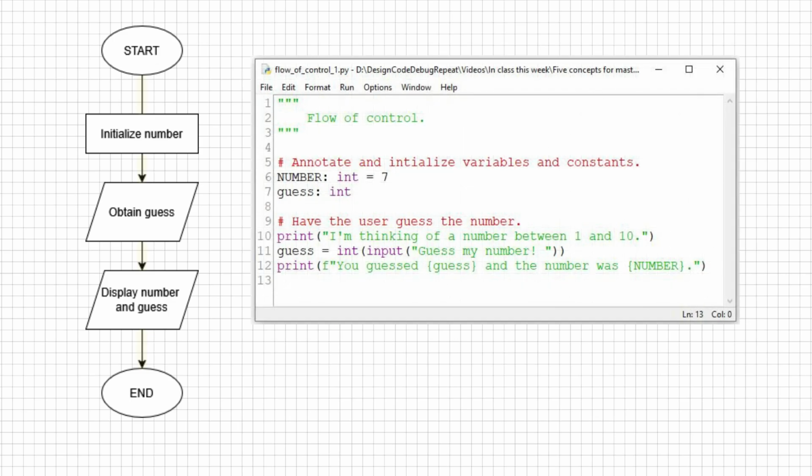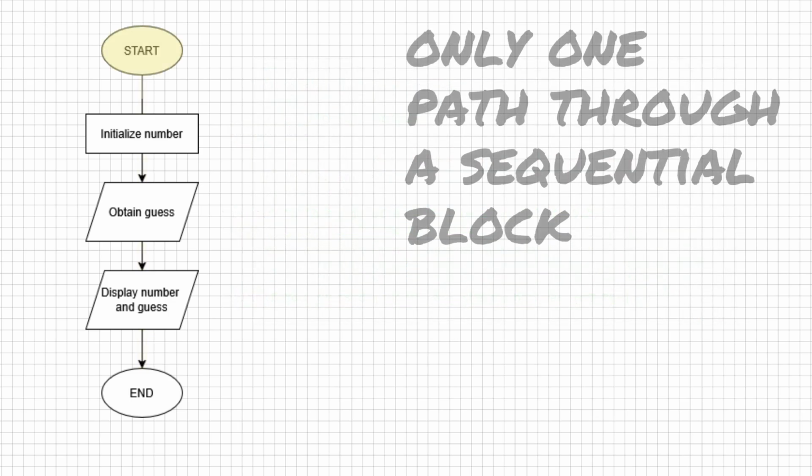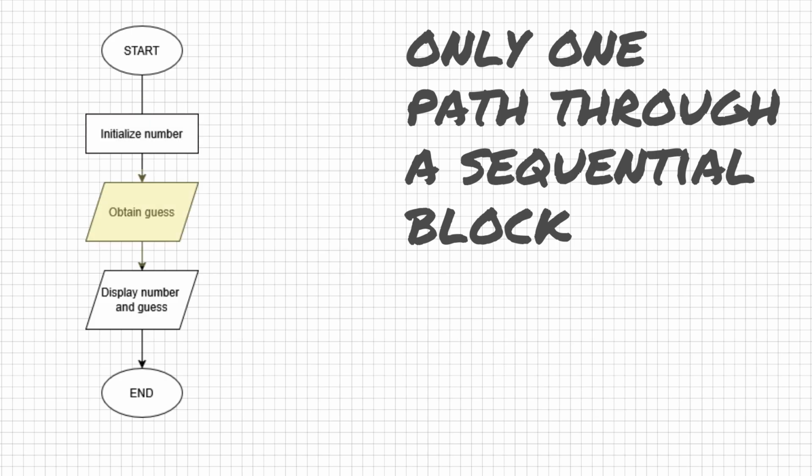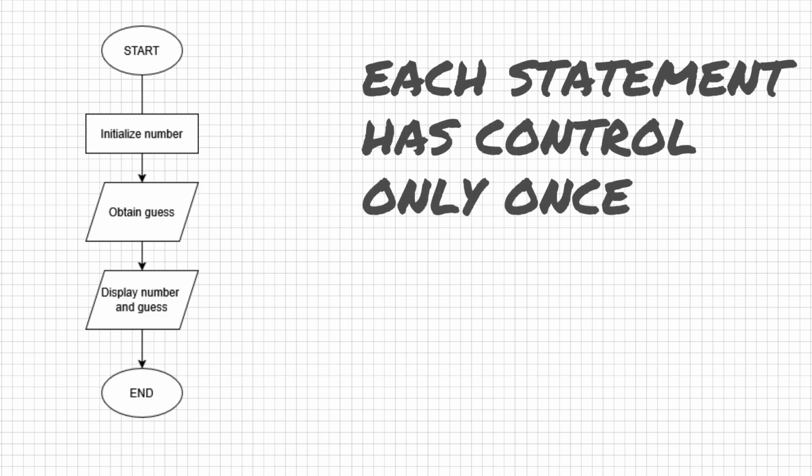Here's a flowchart representation of our sequential program. You can see there is only one path through this program, one arrow out of each box and one arrow into each box. In the sequential program, each box has control once, and then passes control to the next box in the sequence.